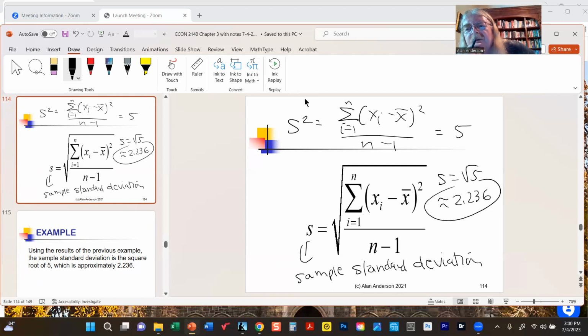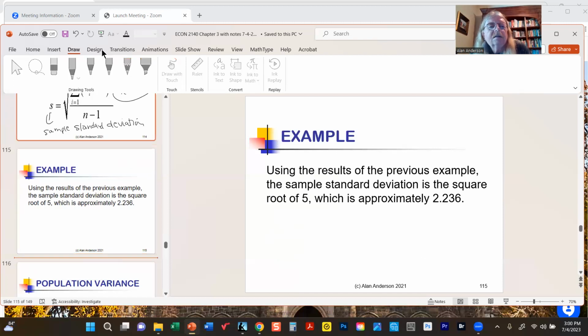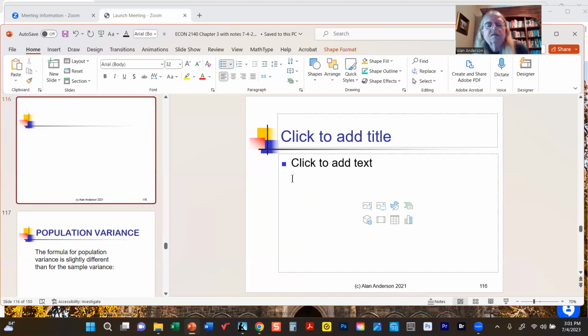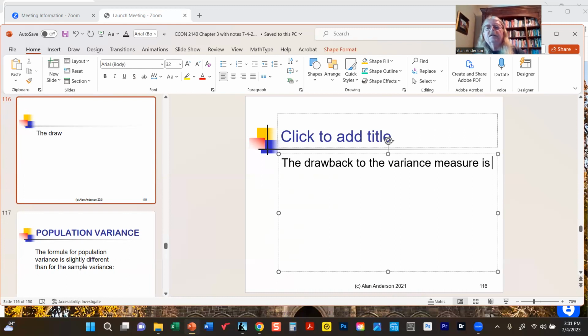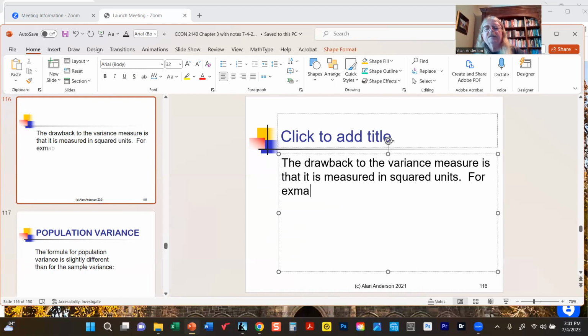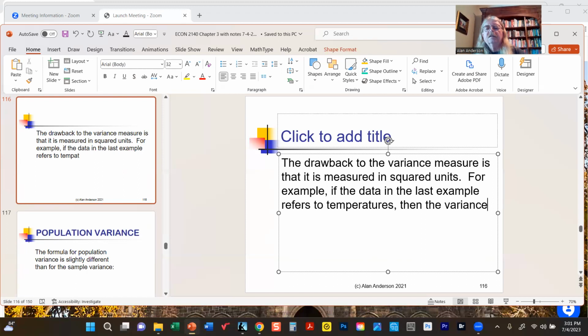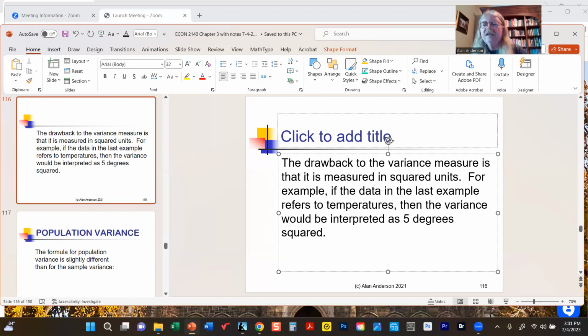So that raises an interesting question. Why are we doing this? Why don't we just stick with the variance? Good question. There's a very good reason for it. The drawback to the variance is that it is measured in squared units. So for example, if the data refers to temperatures, then the variance would be interpreted as 5 degrees squared. What does that even mean? Well, it doesn't really mean anything.